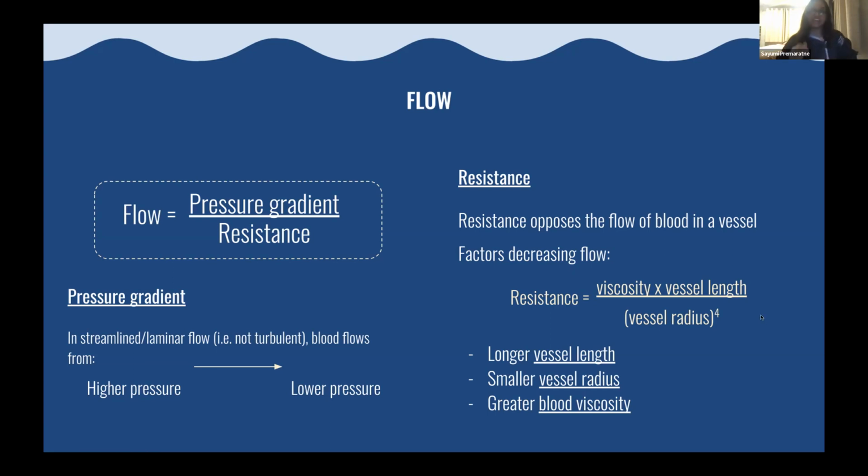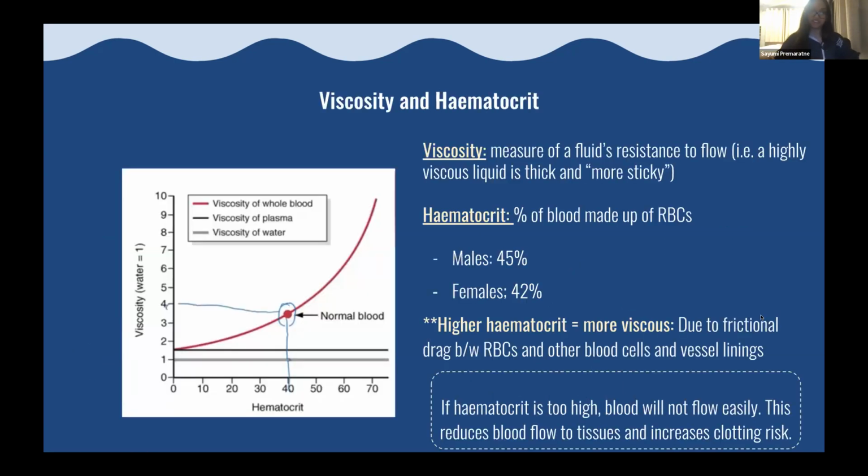Okay. So viscosity and hematocrit. Viscosity, as I said in the last one, is the resistance to flow. So a viscous liquid is kind of like honey, and it's more sticky and it's thicker. And hematocrit is just the percentage of blood that is made up of your red blood cells. And how are they related? It's pretty much if your hematocrit is too high, so if you have a lot of red blood cells in your blood, your blood will be more viscous and it'll be thicker and harder to flow.